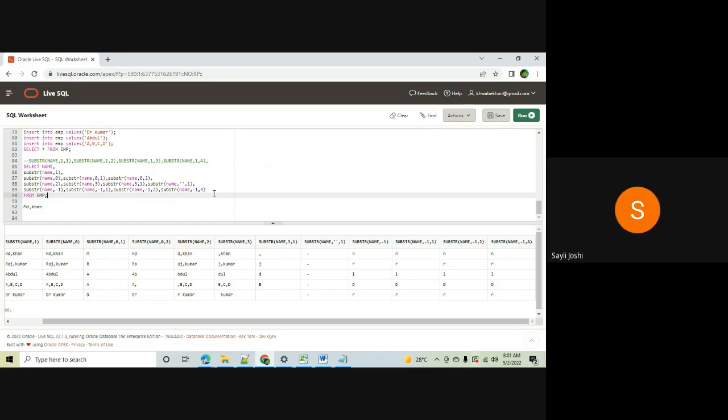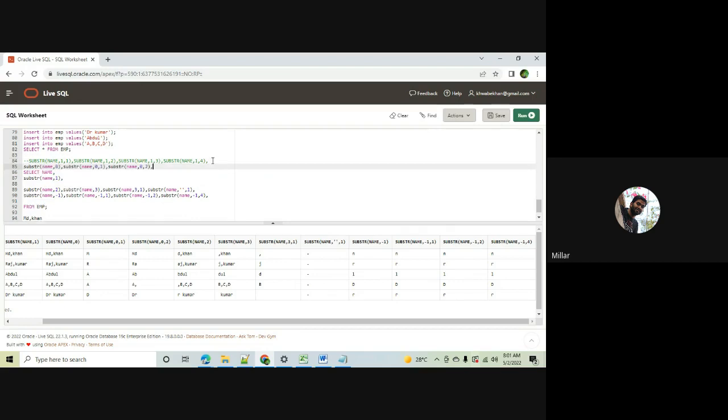Tanvir asks, can we give -4 over there? So it will provide the -4. Okay, let me show that example. Let me remove all those things. This one. So string name, comma, -1 comma -4, right?